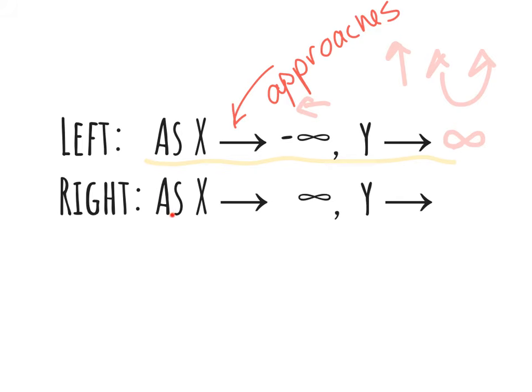On the right side, the second statement, as x approaches, is how you read the arrow, as x approaches positive infinity, y approaches, well, in this particular parabola I just sketched, it would also approach positive infinity. So your infinity sign is just that sideways 8, it looks like.